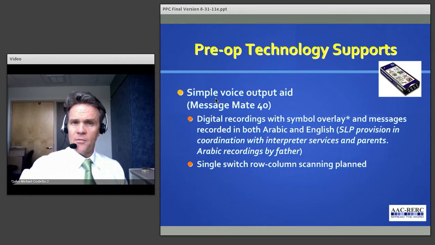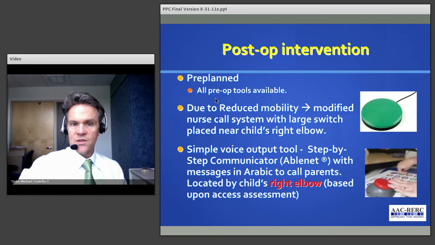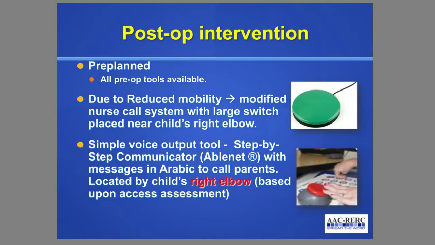And then finally, in that pre-op phase, we had taught this child to use single switch row column scanning. Again, it had been anticipated that motor access was going to be more difficult postoperatively, so we wanted to make sure we had easy access to this vocabulary. For post-op intervention, we again reviewed all of the tools that had been introduced preoperatively. We then also looked at some changes that needed to be made due to an even more reduced mobility status postoperatively. A larger modified nurse call system had been put in place.